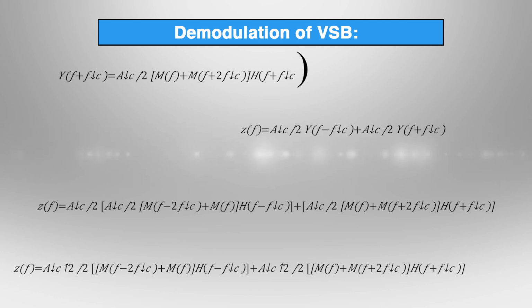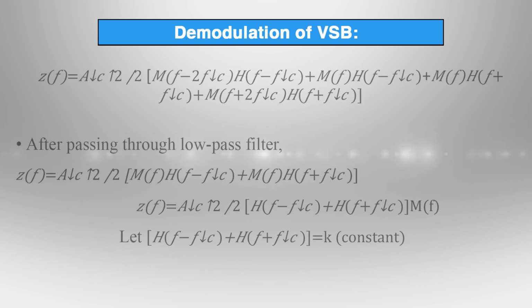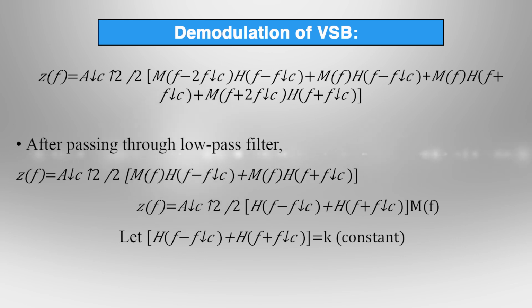whole multiplied by H(f − fc), plus Ac²/4 [M(f) + M(f + 2fc)], that whole multiplied by H(f + fc), or Z(f) will be further simplified as Ac²/4 [M(f − 2fc) H(f − fc) + M(f) H(f − fc) + M(f) H(f + fc) + M(f + 2fc) H(f + fc)].